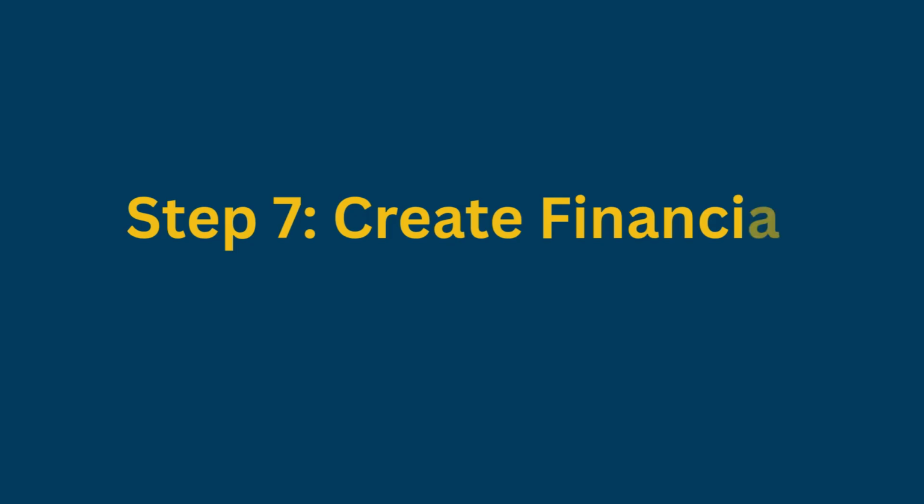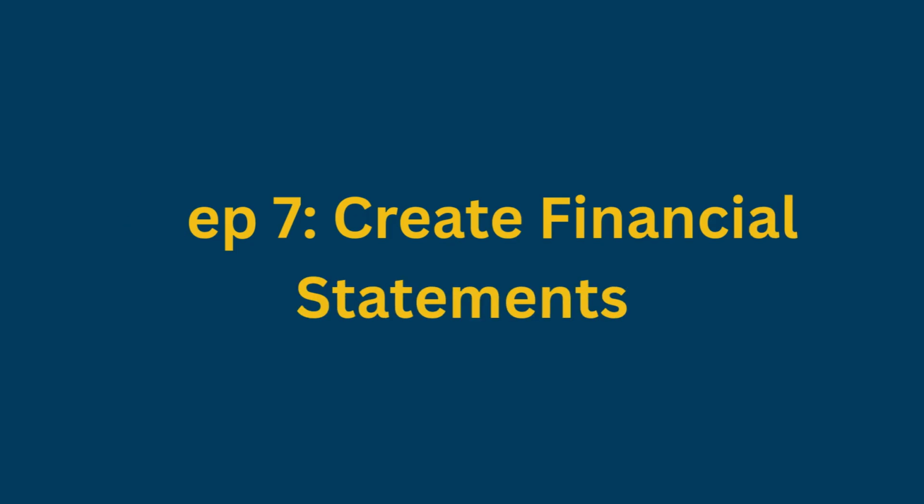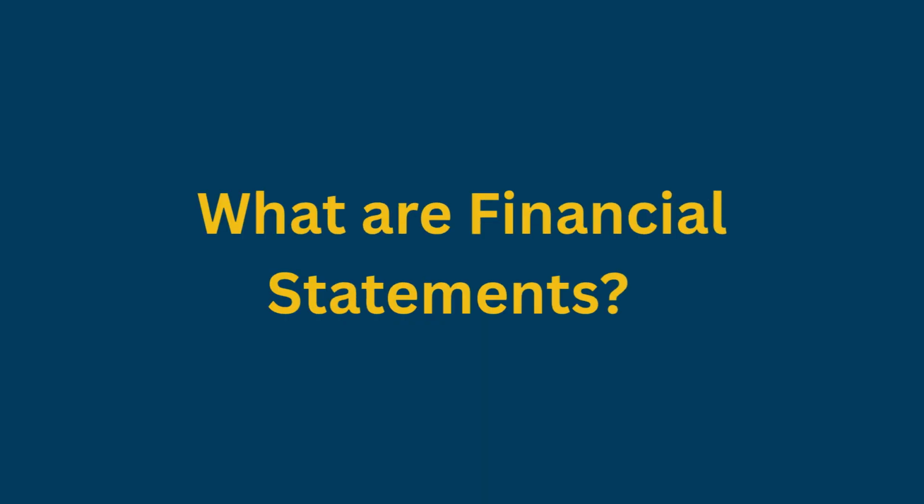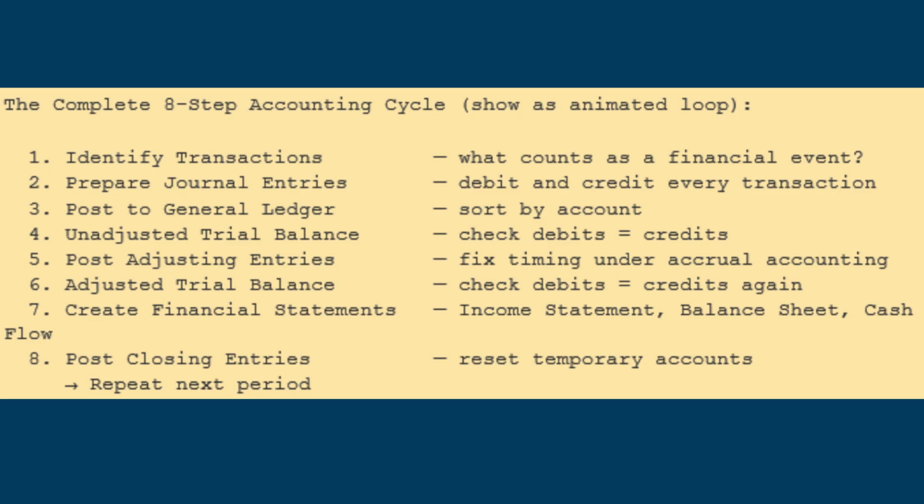Step 7. Create financial statements. What are financial statements? Financial statements are the final output of the entire accounting process. They are structured documents that tell the financial story of a business in a format that anyone trained in accounting can read and understand anywhere in the world. They are used by owners to understand their business, by investors to decide whether to invest, by banks to decide whether to lend, and by tax authorities to calculate what is owed. The accuracy and consistency of these documents is non-negotiable.